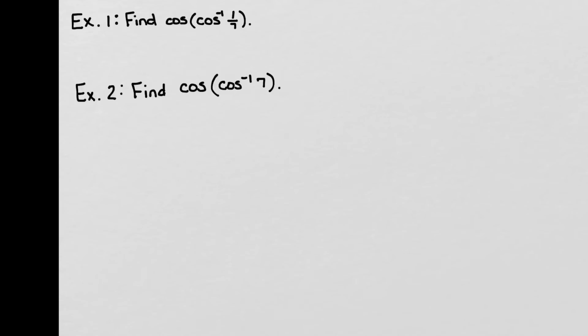And we know that the domain of the cosine inverse function is -1 to 1. So since 1/7 is within the range of -1 to 1, then we can go ahead and evaluate this and say that our answer is 1/7. Now in example 2, it asks me to find the cosine of the cosine inverse of 7. And of course 7 is not within the boundaries of -1 to 1. So I would say for this one, not defined.